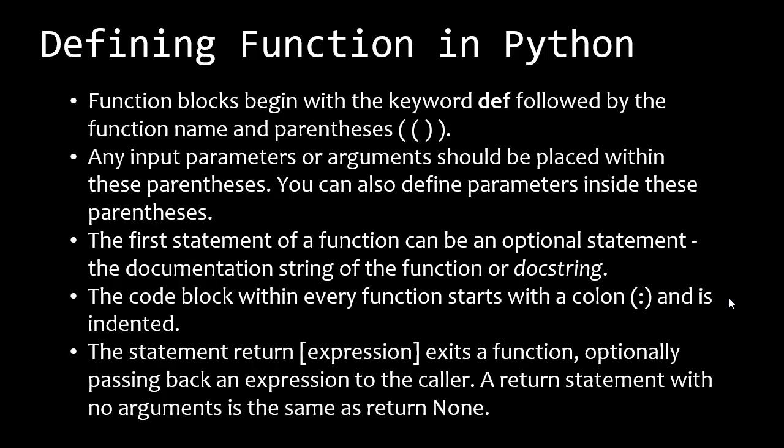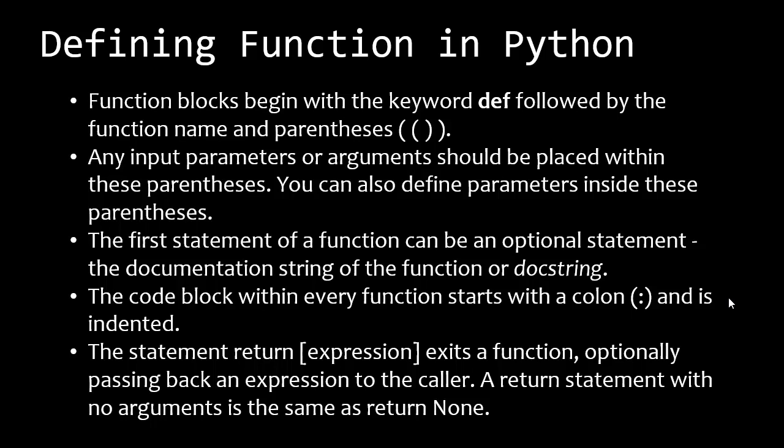All right, so deciphering this, function blocks begin with the keyword def, followed by the function name and parentheses, okay? Any input parameters or arguments should be placed within these parentheses. You can also define parameters inside the parentheses, meaning we can define them there also, something brand new. The first statement of a function can be an optional statement, the documentation string of a function, or docstring.